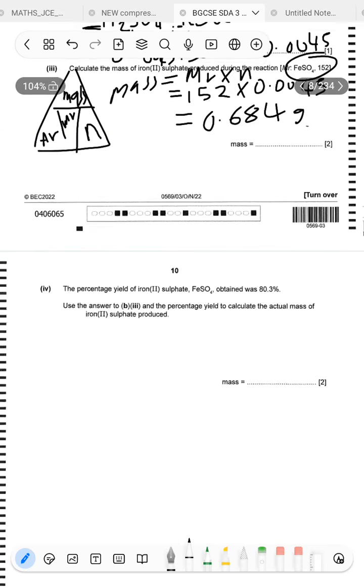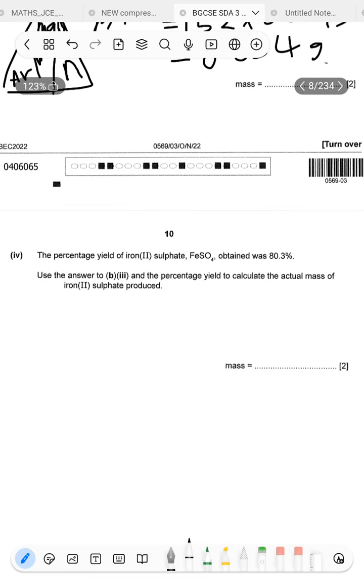Roman figure 4 says the percentage yield of iron 2 sulfate obtained was 80.3%. Okay, use the answer to Roman figure 3 and the percentage yield to calculate the actual mass of iron 2 sulfate produced. Okay, so this is simple. Remember how we get our percentage yield. We say that the actual mass, I'm just going to abbreviate, actual mass over the theoretical mass. The theoretical mass is the mass that we get when you are doing the calculations in your book, okay? Not you actually measuring in the lab. So that is the theoretical mass.